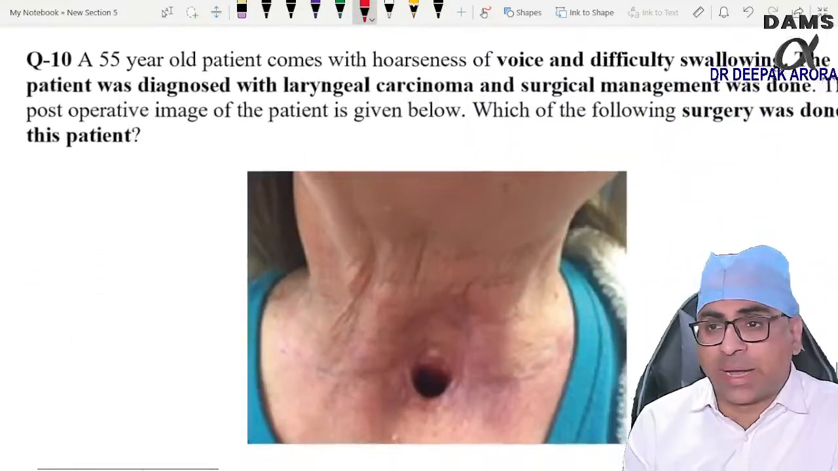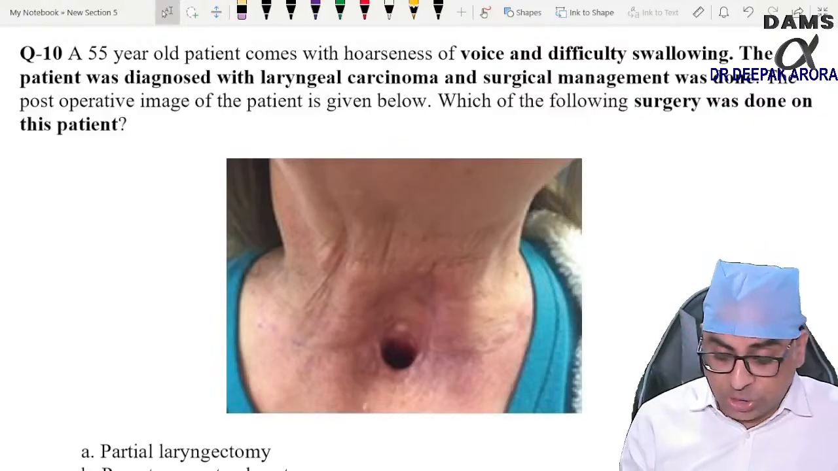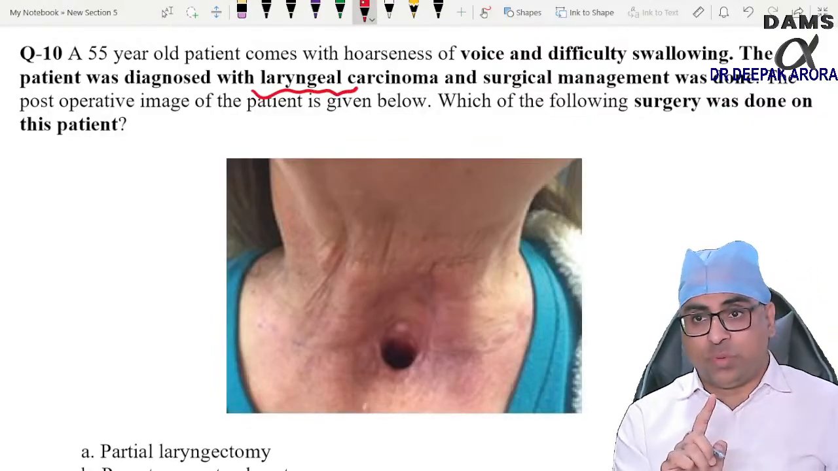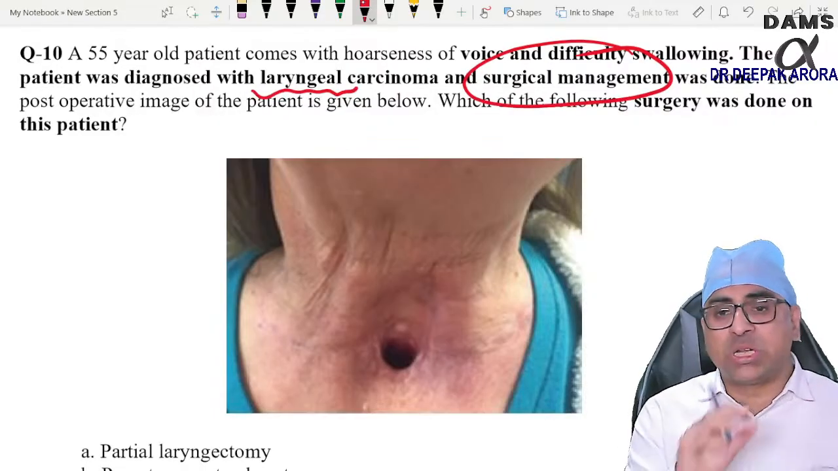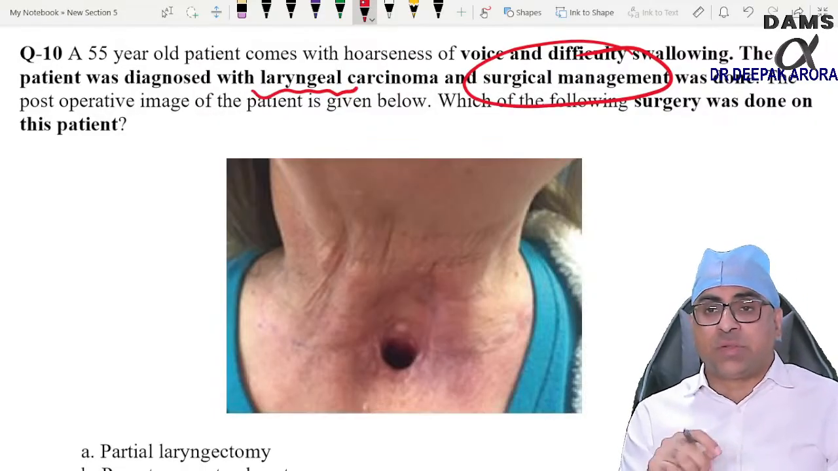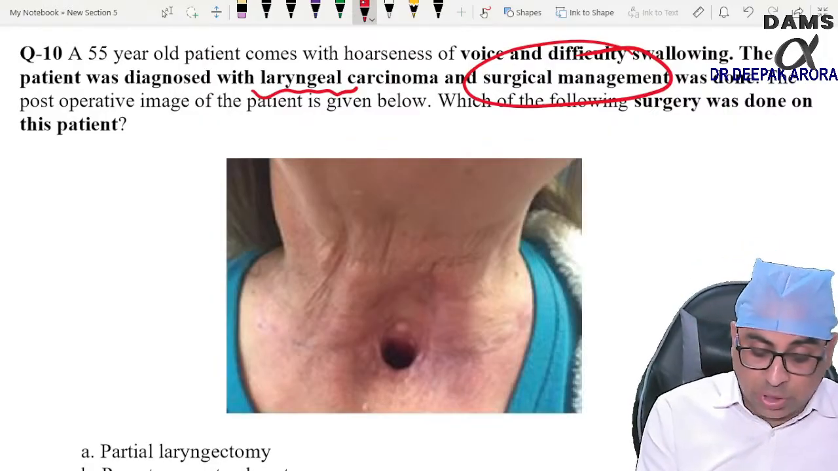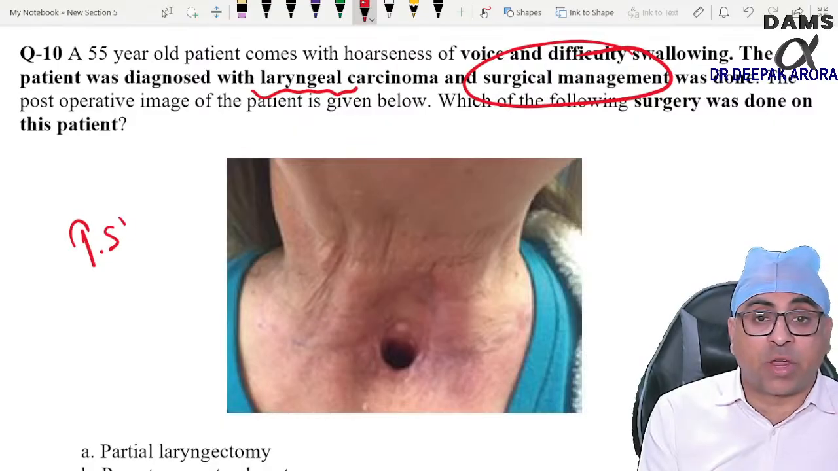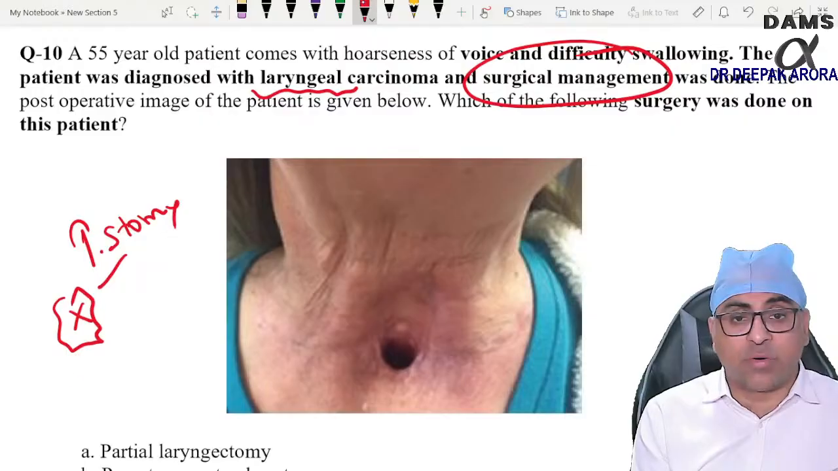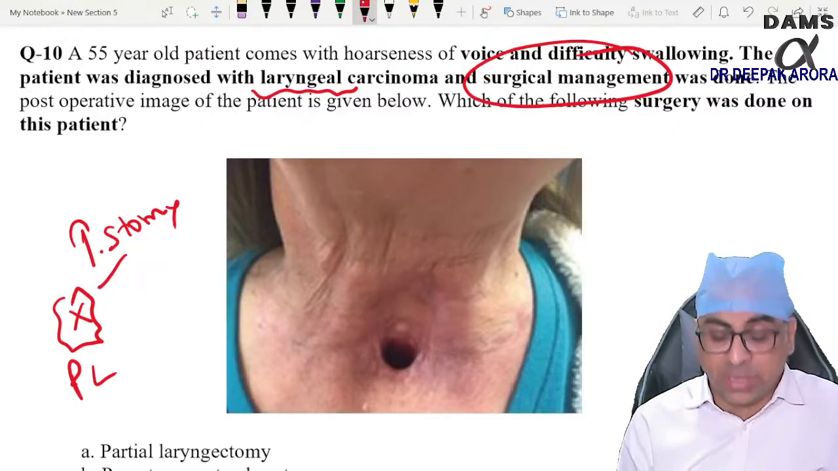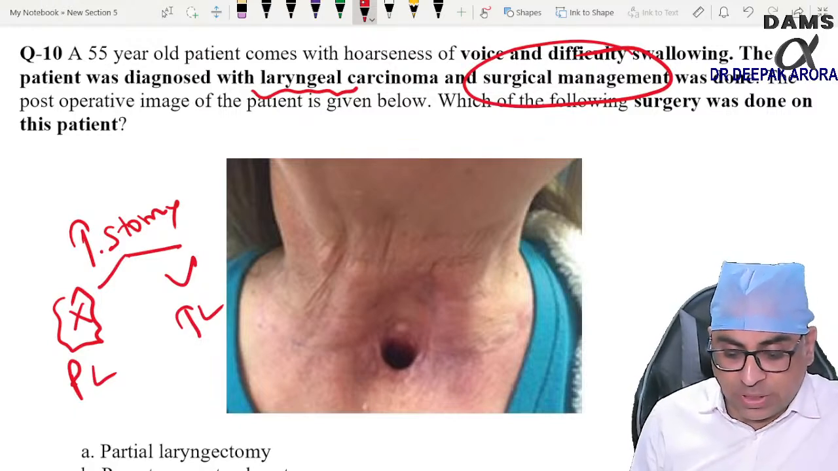One more MCQ, again a PYQ. An old patient with difficulty in swallowing was diagnosed with laryngeal carcinoma. Surgical management was done and they have shown you one slide. The question is, this patient has carcinoma larynx, surgery either partial or total. So how to differentiate? Permanent tracheostomy. Beta, if there is no tracheostomy, I go in favor of partial laryngectomy. If tracheostomy is done, it was total laryngectomy. So the answer should be there.